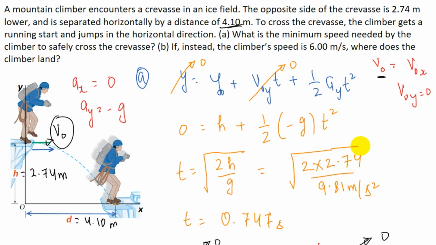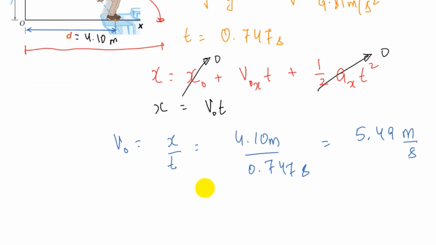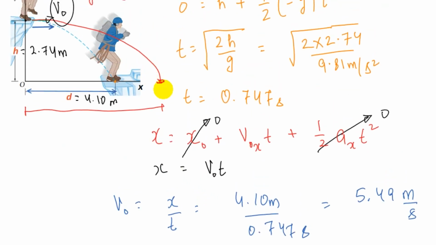Now next, in the B part, it says if instead the climber's speed is 6.00 meter per second, where does the climber land? Now if the horizontal speed is increased, then this horizontal distance will also increase. He might travel somewhat further here. We have to find this distance where he lands. One catch here is that the time it takes to land remains the same, because no matter how much the horizontal velocity is increased, time is not a function of horizontal velocity.